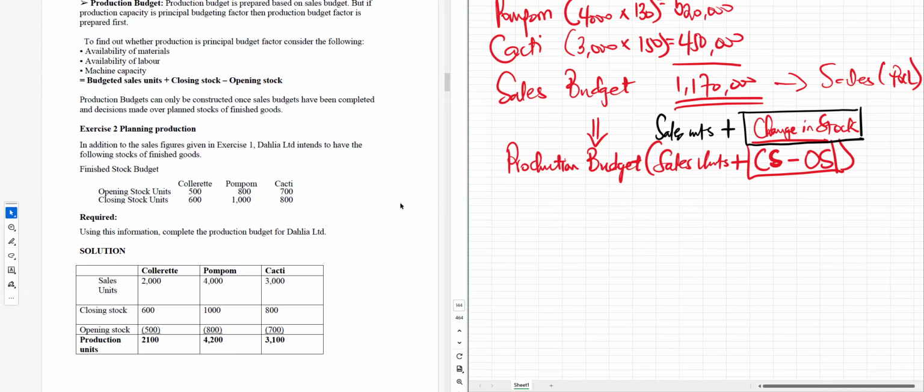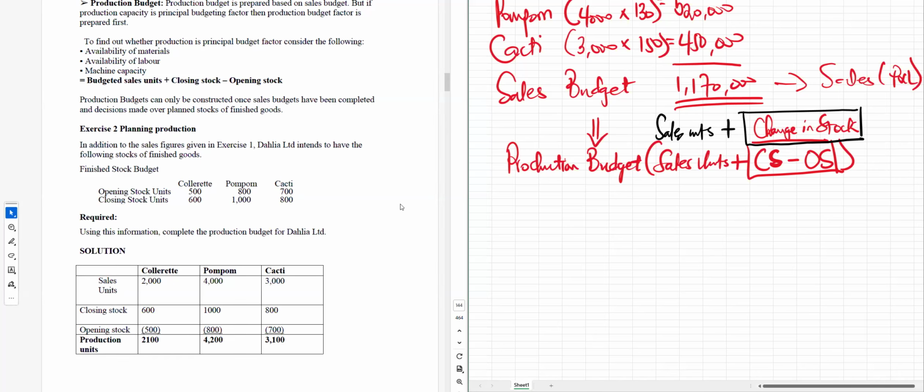If there's a loss, add it back. If it's in percentage, get 100%. So let's say they said there's a 20% loss. That means whatever production you have is equivalent to 80%, so find 100%. That's how simple it is.